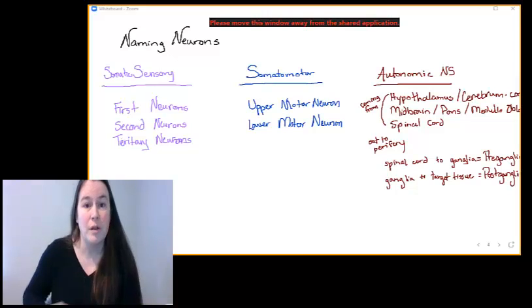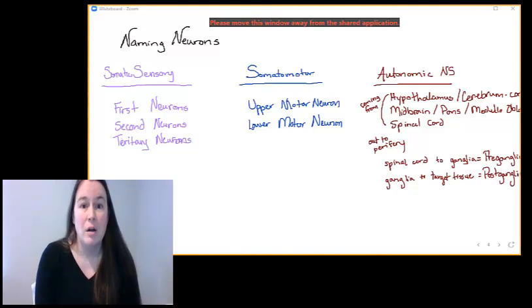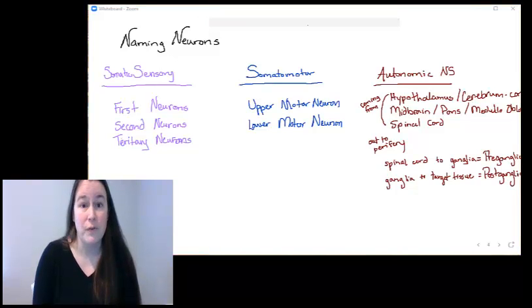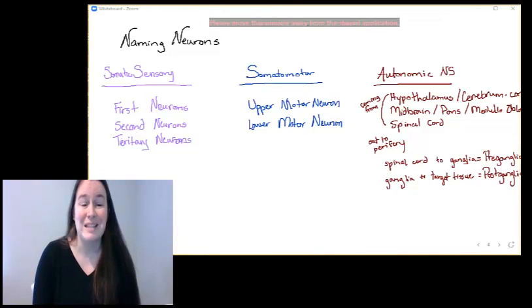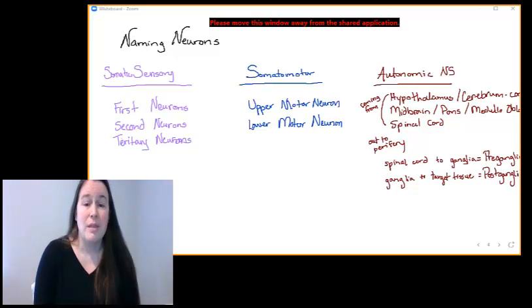So do recall that when we're naming neurons, it is important for us to consider the different names that are used for different systems. So we've previously discussed the somatic sensory system using first, second, and third order neurons. We also investigated the somatomotor neurons that include the upper motor neuron and the lower motor neuron, such as those we saw with the corticospinal pathways.